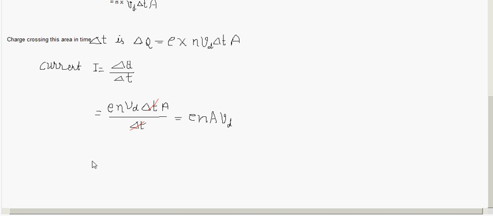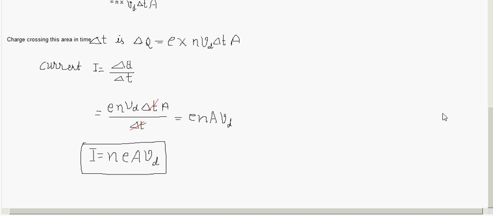So I is written as n into e into A into Vd. So this is the relation between the electric current and the drift velocity Vd. I is n e A Vd.